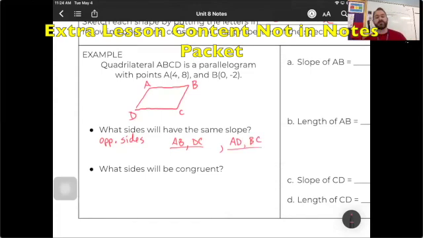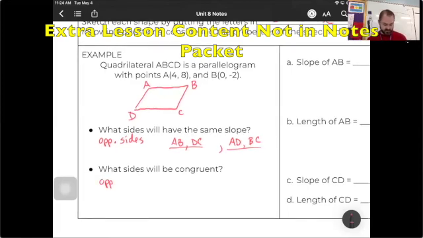The next question, what sides would be congruent? Well, again, opposite sides are parallel and congruent in a parallelogram. So opposite sides would be congruent. That would mean like AB would equal DC. It would also mean AD would be the same as BC. So that's where we get some of these relationships. And so we're going to focus almost exclusively on slope and length today.